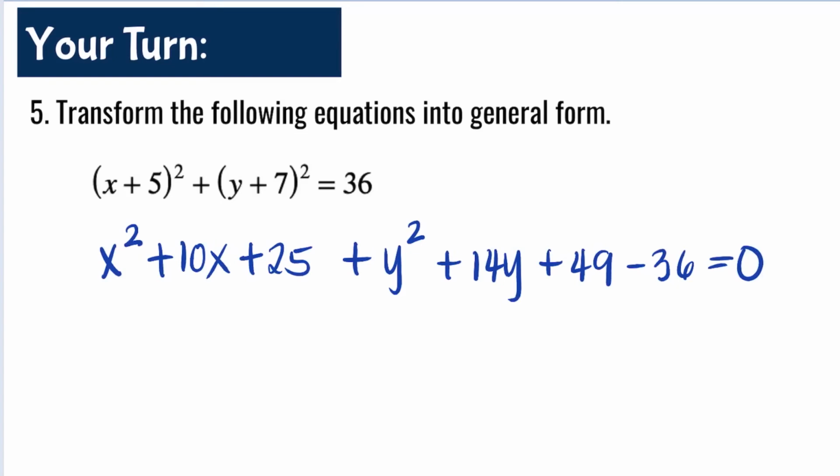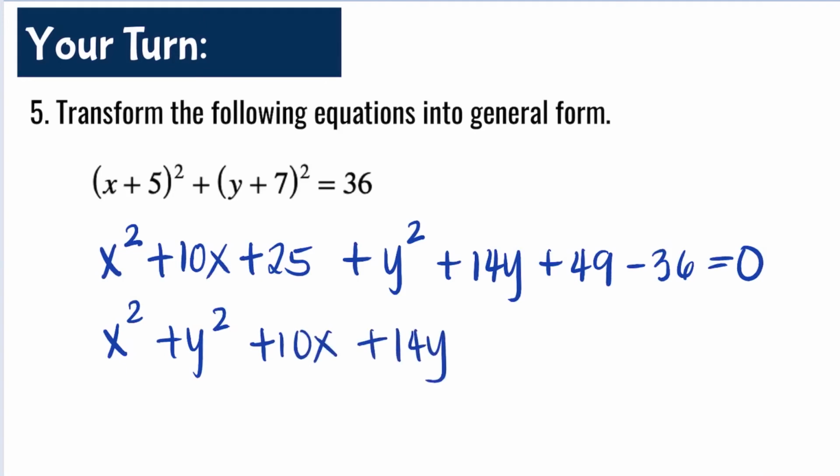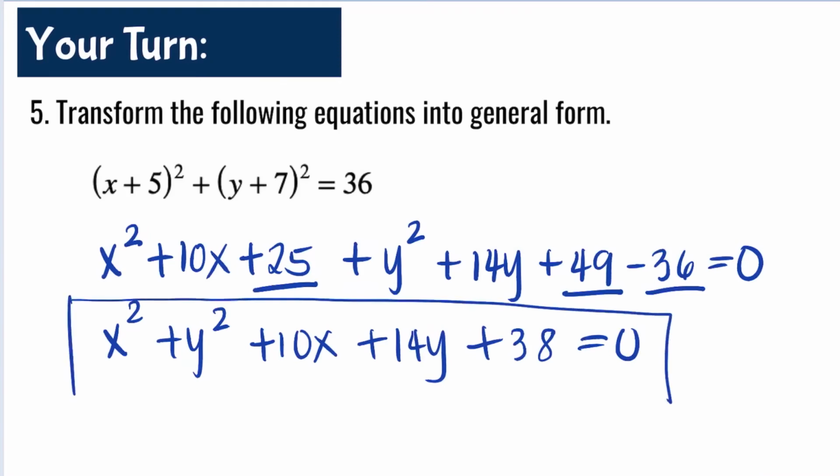Rearranging the terms and combining like terms, we will have first x² + y², followed by 10x and plus 14y. Now we will combine the constants. 25 plus 49 is 74. 74 minus 36 is positive 38. So the general form is x² + y² + 10x + 14y + 38 = 0.